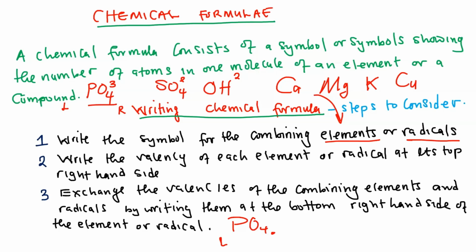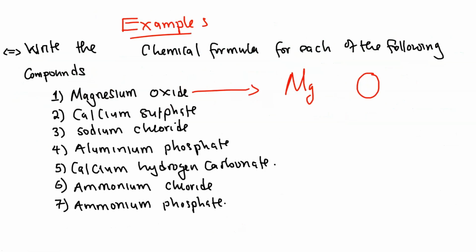Write the valence of each element or radical at the top right hand side. Since these are elements, we're going to write what is the valence of magnesium. Check from your periodic table. The valence of magnesium is 2 because magnesium is found in the second group on the periodic table. Remember that information, don't forget. So the valence is just a number, not a charge.